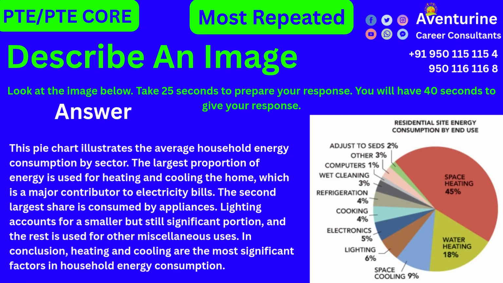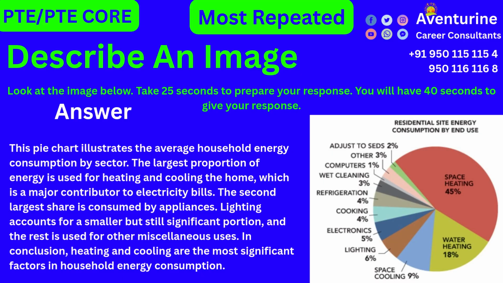This pie chart illustrates the average household energy consumption by sector. The largest proportion of energy is used for heating and cooling the home, which is a major contributor to electricity bills. The second largest share is consumed by appliances.